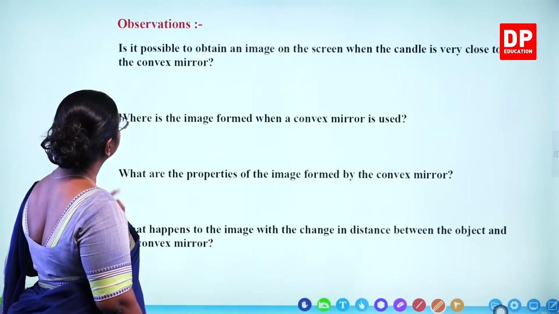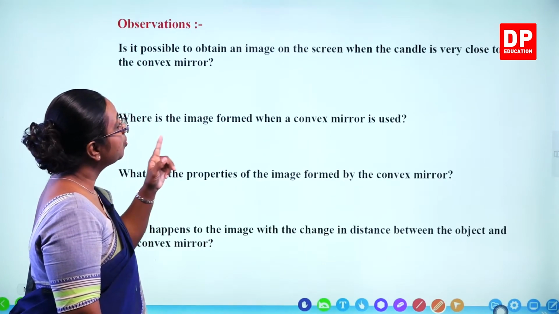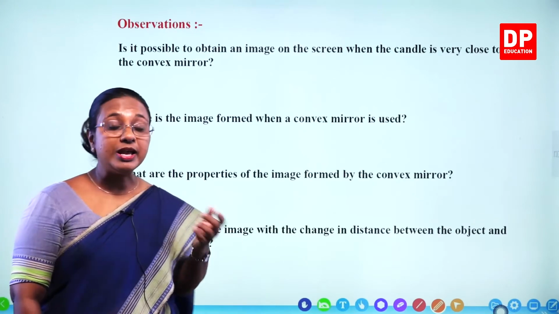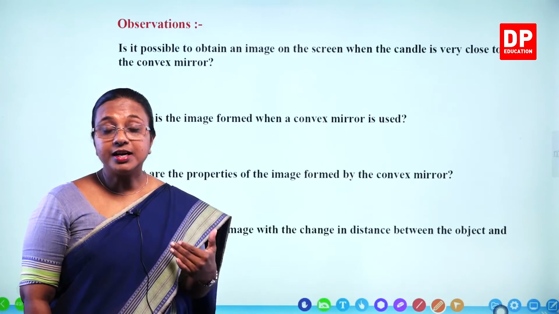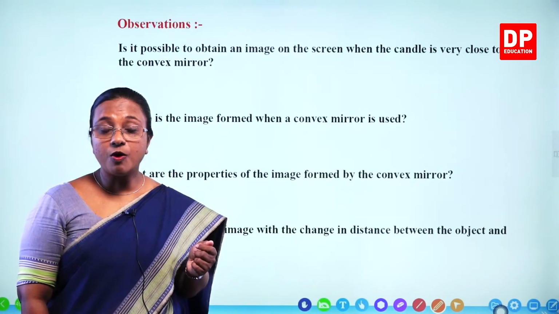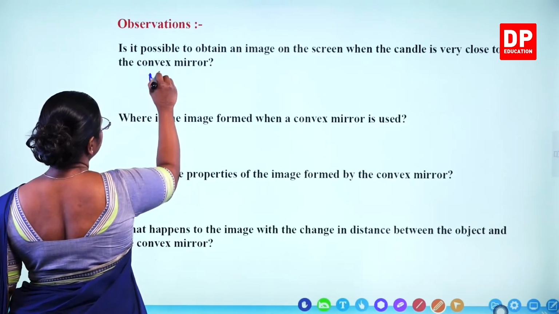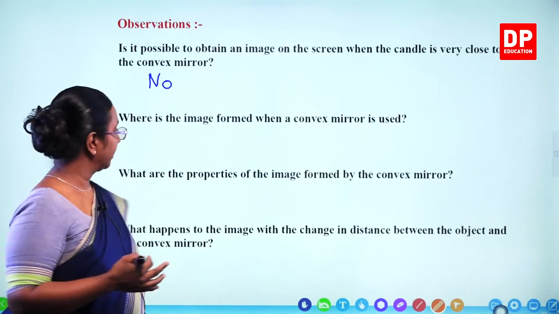The first one, is it possible to obtain an image on the screen when the candle is very close to the convex mirror? Were you able to see an image on the screen? No. The convex mirror doesn't form real images. So here the answer will be no. So we cannot get an image on the screen.